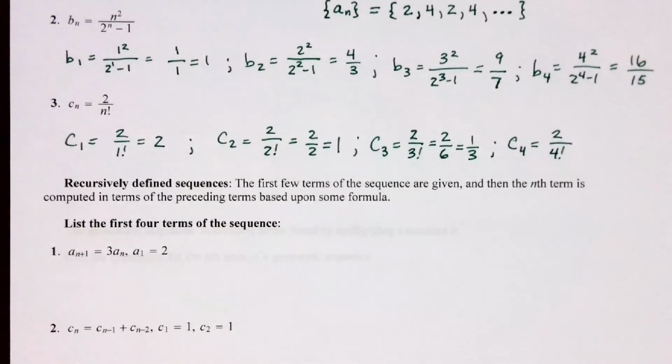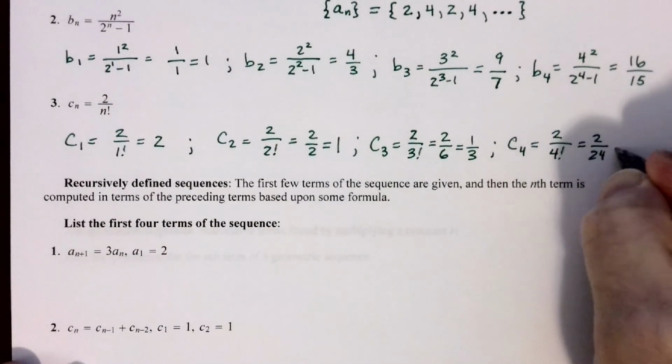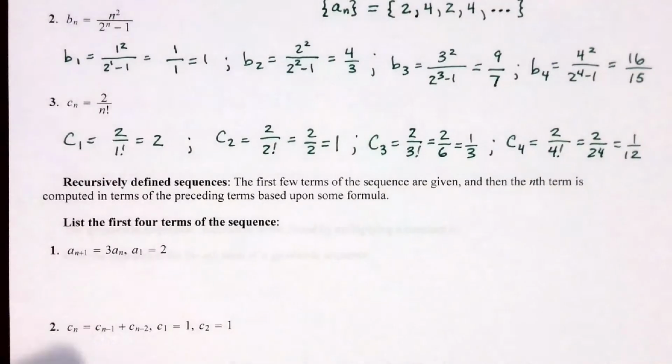4 factorial is 4 times 3 times 2 times 1, which is 24. And I get 1/12. Okay. So again, there's the first 4 terms of the sequence. So very easy to do, not a very difficult thing.